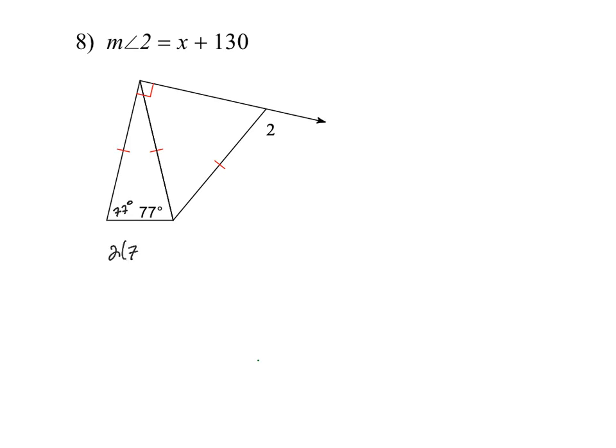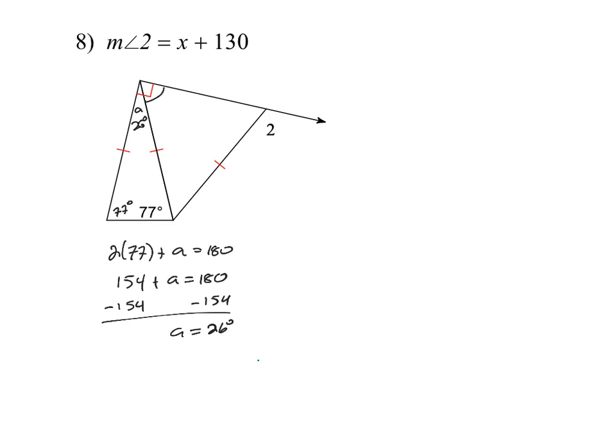So 2 times 77 plus, let's name it A, equals 180. So 154 plus A equals 180, minus 154. So A equals 26 degrees. So again, this one is 26, and this one right here is complementary with 26. So that one is 64 degrees, right?